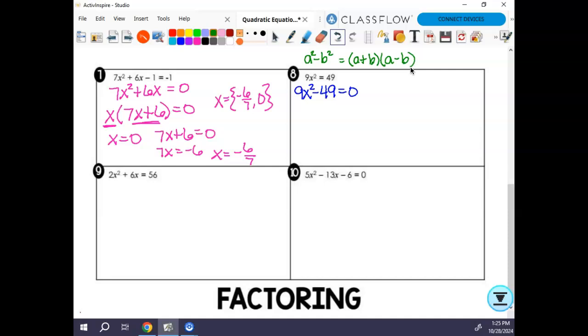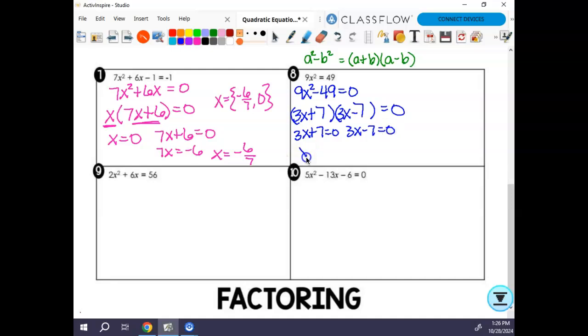So if I have a difference of squares, 9x squared is a perfect square, 49 is a perfect square. If they weren't perfect squares, it wouldn't work out like this. I can do this here. And then what's the square root of 9x squared? 3x. Okay, so I get a 3x at the beginning of both of them. And then one's a plus, one's a minus. And then the square root of 49 is 7. So this is what I get here. So that means I get 3x plus 7 equals 0, and 3x minus 7 equals 0.